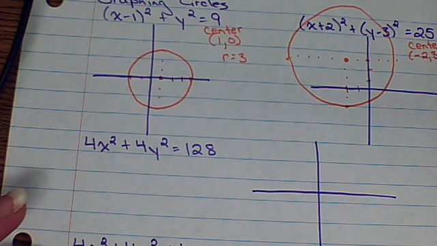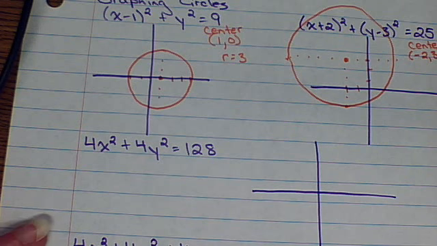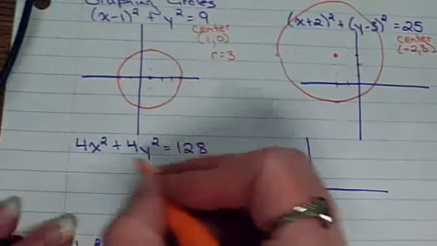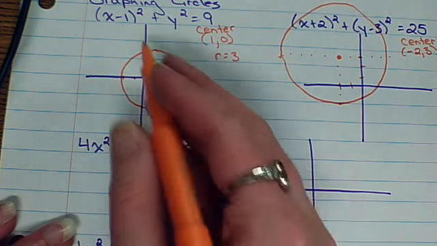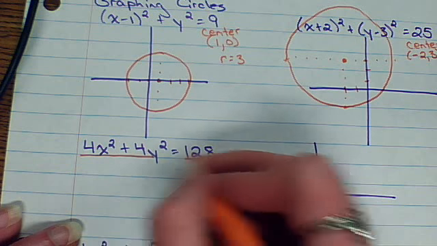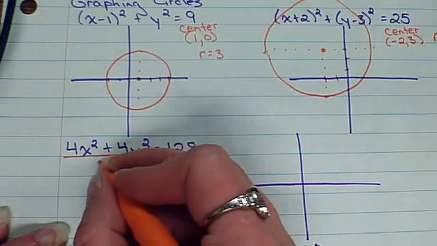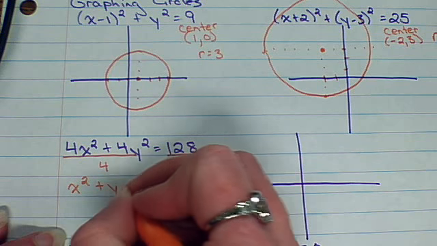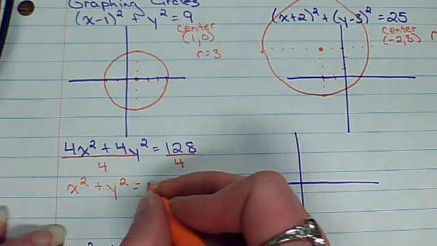Now, standard form is when everything is multiplied out, and I don't have parentheses, and everything actually usually is on one side. What can I do to make this look a little bit more like the graphing form? Well, easily, I'm just going to divide, but since I can divide everything by 4, I am. That gives me x² + y² = 32.